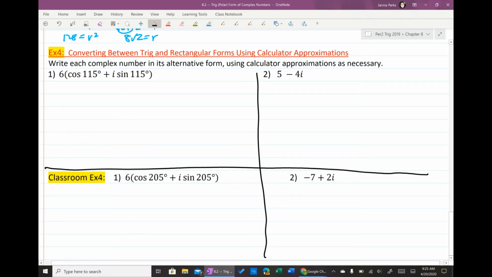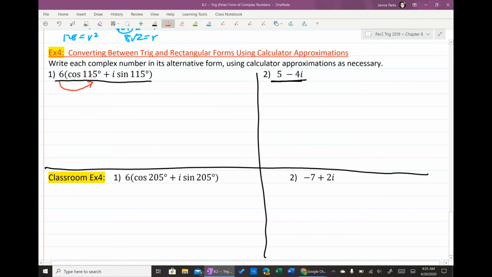All right, so if it's in trig form, which this one is, we're going to change it to rectangular. And if it's in rectangular form, which this one is, we're going to have to change it back to trig form. So you need to know how to do each method. So going from trig to rectangular form is probably the simplest method because all you really have to do is distribute. So you're just going to multiply this times this.